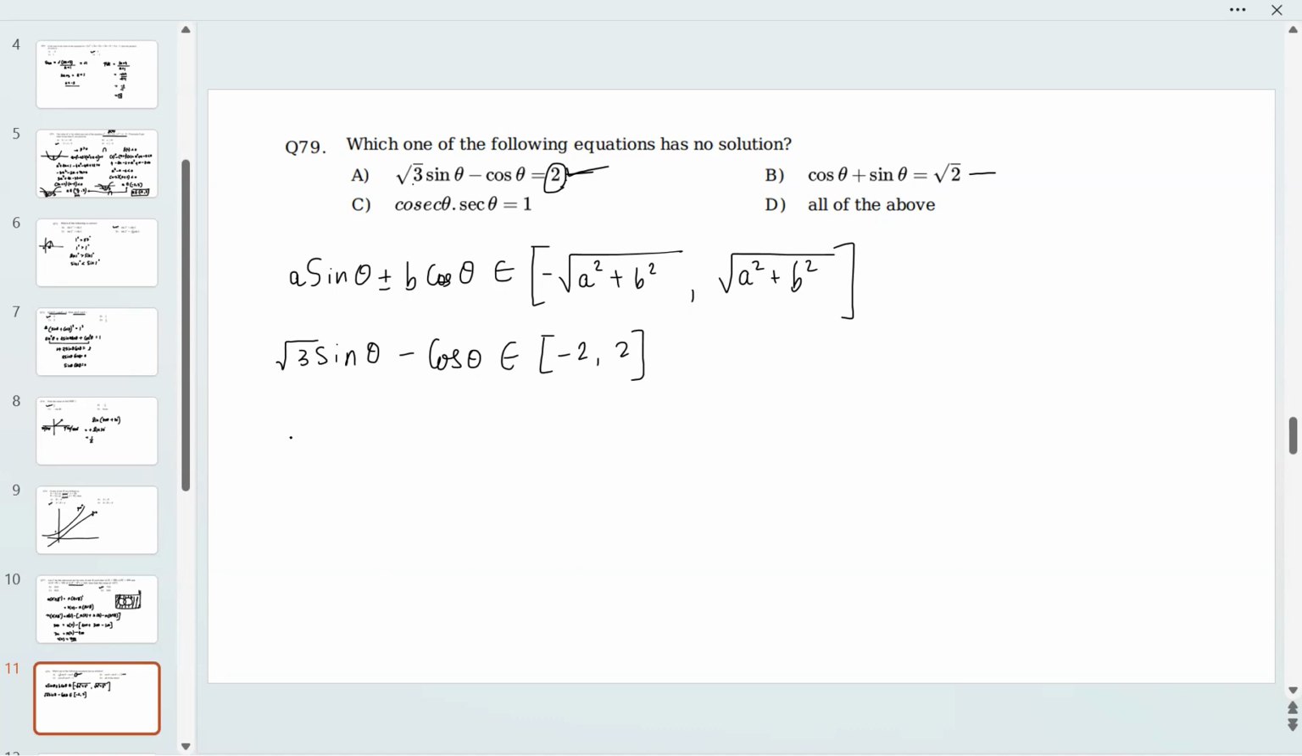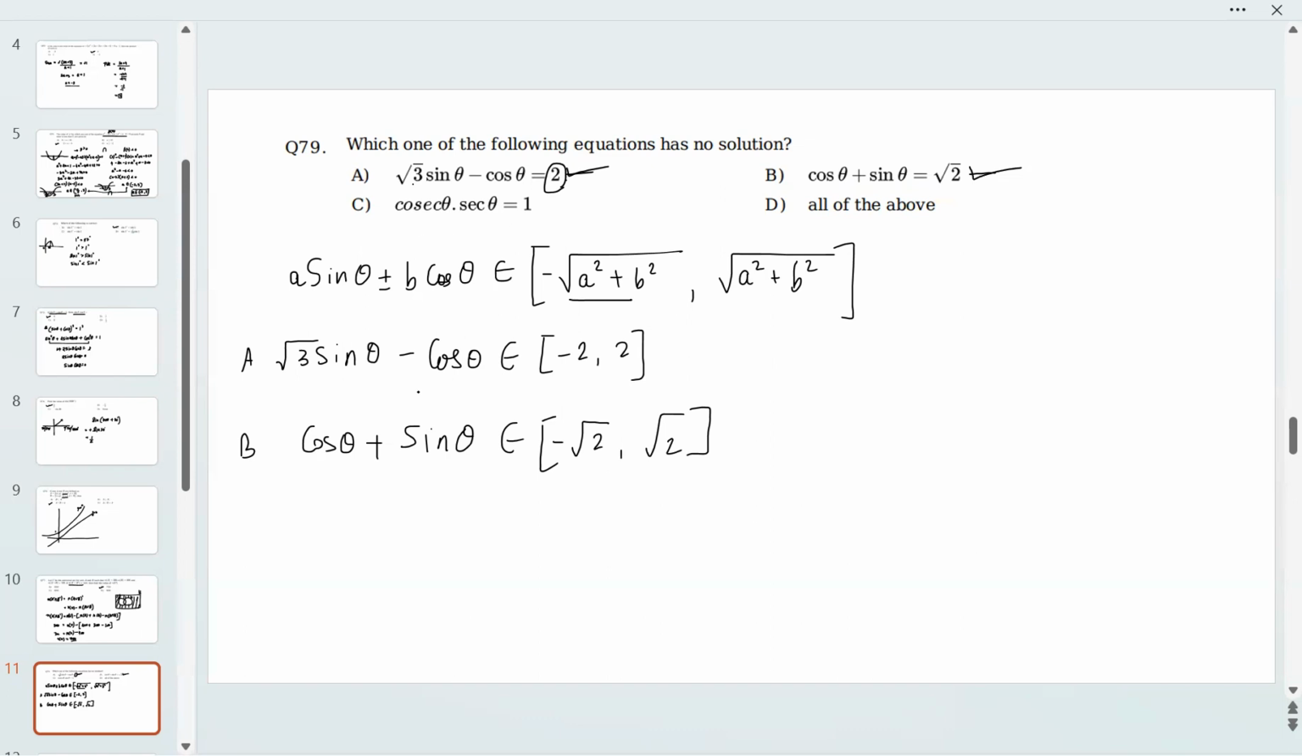Now this is option A. Let's check for option B. Cos theta plus sin theta should lie between... here, please note A and B both values are 1. So if we substitute here, we will get minus root 2 to root 2. And yes, root 2 is included here. So this option is also right.